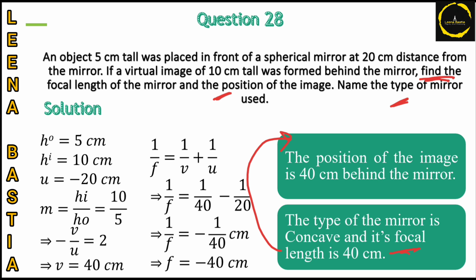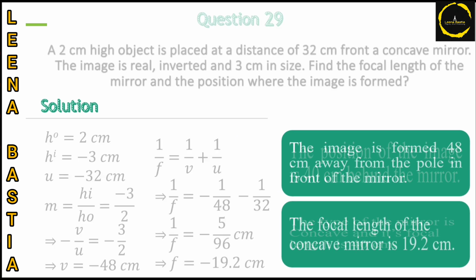Then the position of the image is 40 centimeter behind the mirror. Because it is virtual, it is behind the mirror. Whether it is a concave or convex, you know virtual is behind the mirror, right? So you can write directly over here. Now later, from the f value which is negative, we concluded that the type of mirror is concave. I hope it is clear, children. So let us move to the next question.